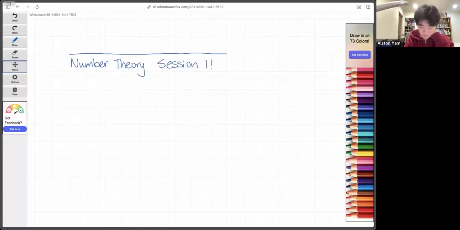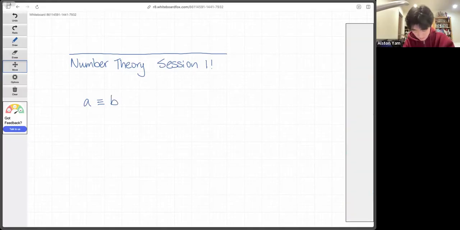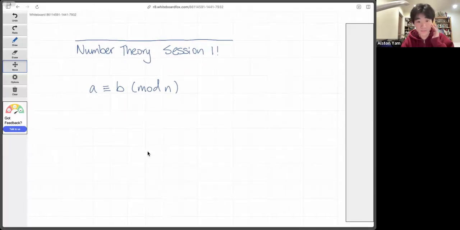So the first notation I would like to introduce is this triple equal sign that we have over here. On my slide, I've written A with this triple equal sign, which we will call congruence. So A is congruent to B mod N. That is our first notation. The congruent sign here is actually quite similar to equals, except it's not exactly equals. I'll explain why.